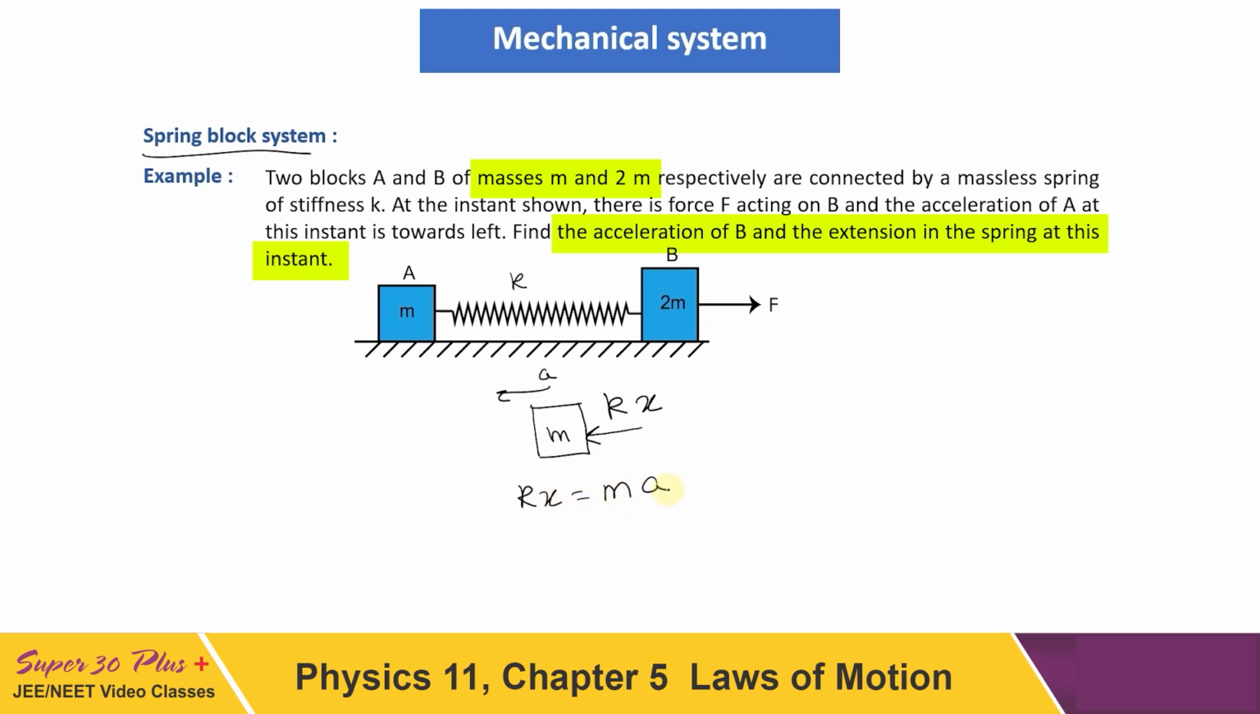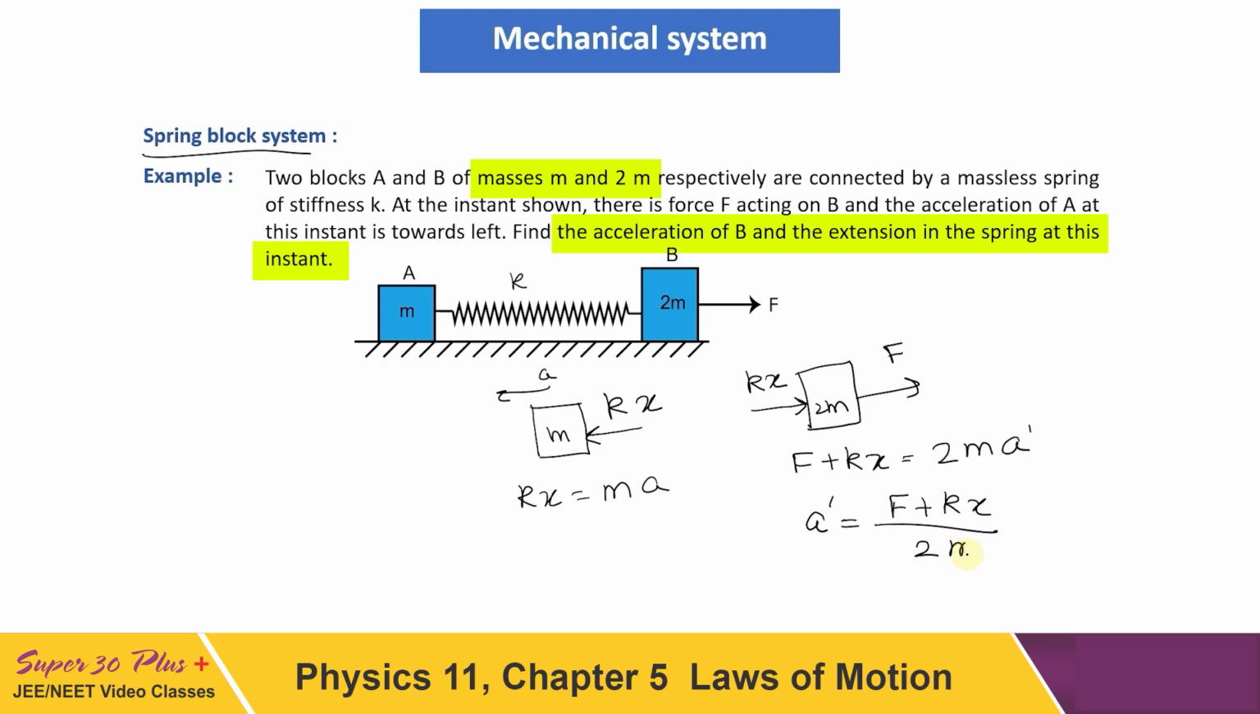What about the right block? For the right block, it has one more external force, that is F. Of course, since the spring is compressed, it will apply a force towards right, having magnitude kx. So for this we can write F plus kx has to be equal to mass times acceleration. Let acceleration in block B be a dash. Then F plus kx is equal to 2m a dash. From here we can write the value of a dash as F plus kx upon 2m.